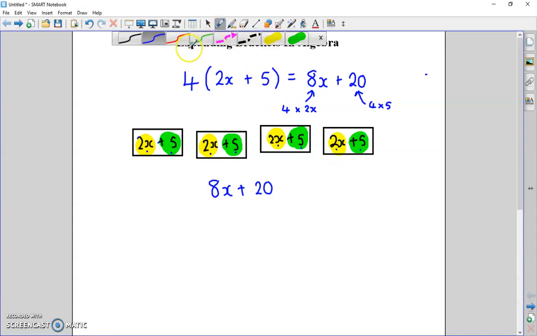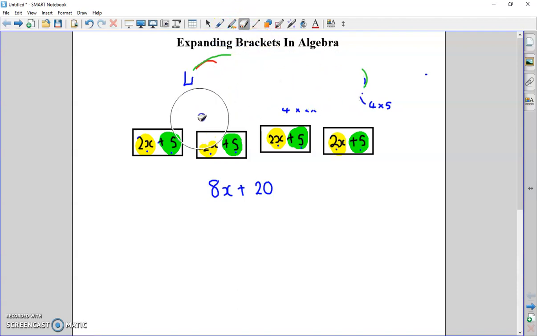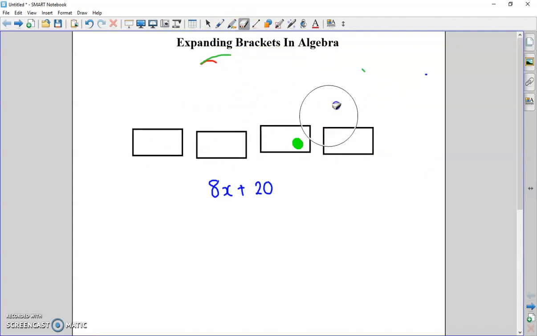The normal way of showing that we're multiplying with brackets is a little loop. 4 times 2x gives me the 8x there. 4 lots of 5, 4 times 5, gives me the 20 there. Don't worry so much about the plus. That's because you've got a plus and a plus, which gives a plus. If we look at an example that does have minuses in it, I'll leave it as 4 again, just so I don't have to redraw all the boxes.